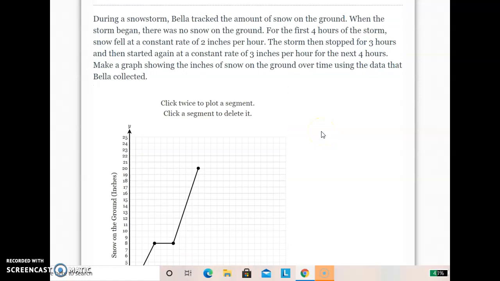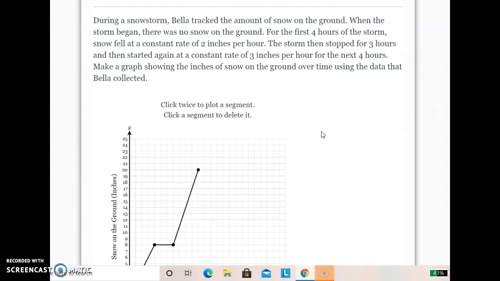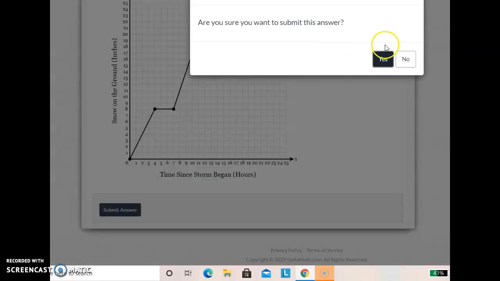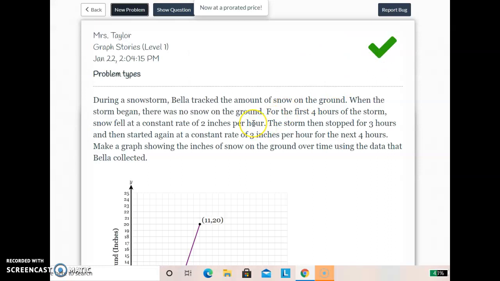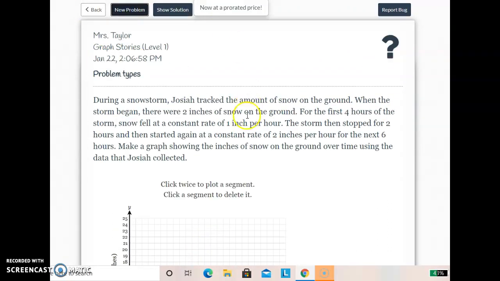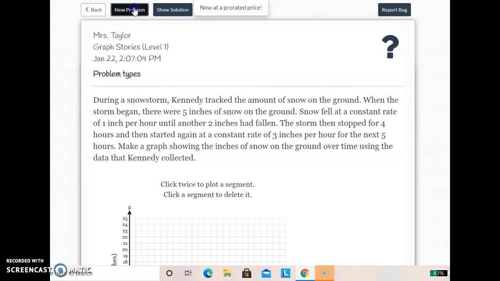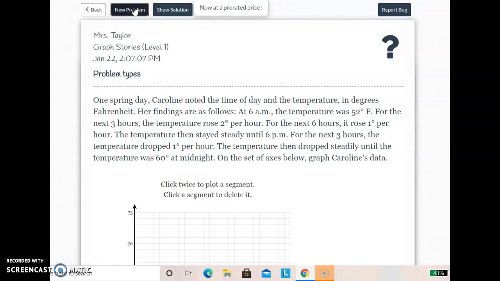Nothing else I can do here because then it just says make a graph showing the inches on the ground. So I'm just going to go ahead and submit my answer, yes, and I have it correct. So let's go ahead and do a new problem as well. Let's do one that does not have the snow. They all have the snow, huh? Nope. Okay, this one works.